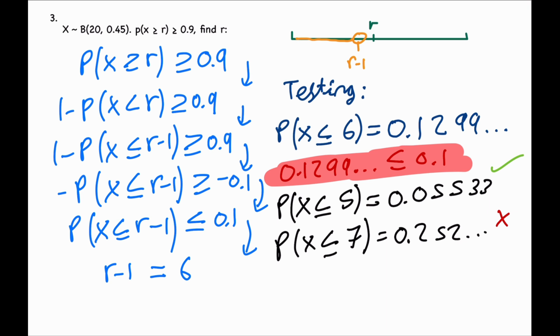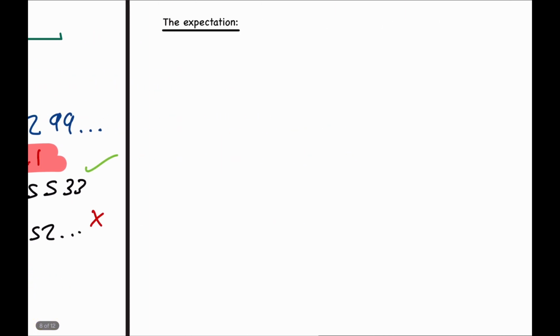So we know now that if we substitute our value of r minus 1 as 5, we're going to get something that's less than or equal to 0.1. So r minus 1 is actually equal to 5. And now we rearrange, and to make r the subject, we're going to get r is equal to 6. So this is the answer to this question. So now let's move on to the expectation.